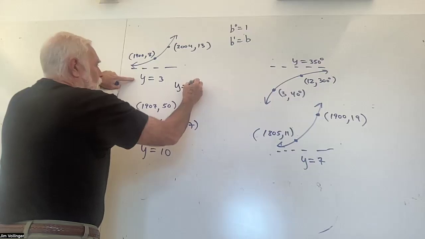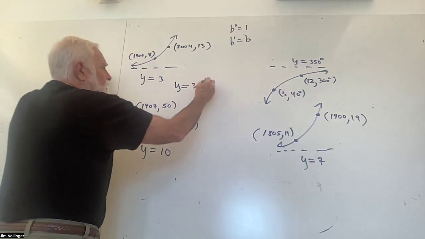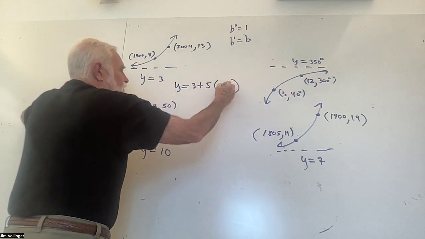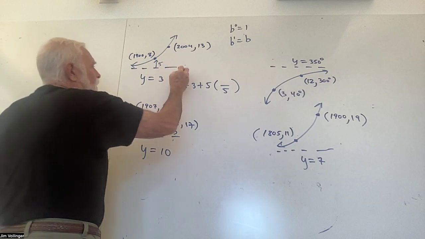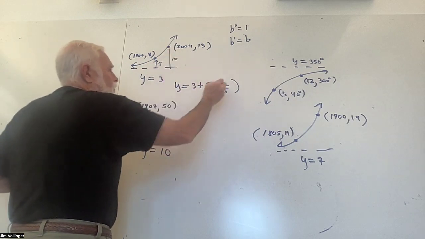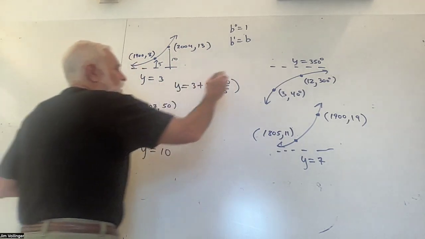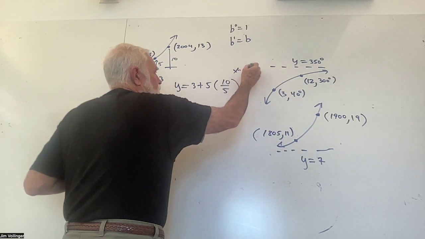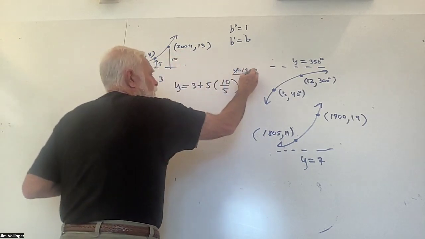So everything, all my y values are above 3. How far is it from 3 to 8? 5 units. Next time it's not a differential of 5. There's my first differential. My next differential is 3 to 13, which is 10. And we can see that we have a doubling type function here. X minus 1900. And from 1900 to 2004 is 104 years.